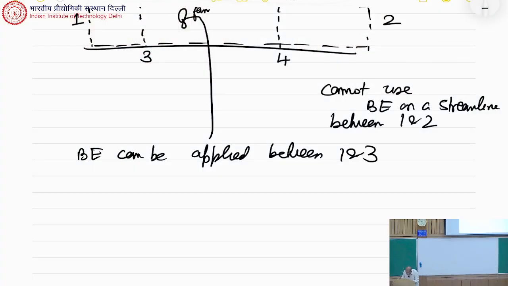So in this case, BE can be applied between 1 and 3, between 4 and 2, but between 3 and 4, we can still use the continuity equation and the force equation, provided we do a proper force balance. So basically Bernoulli will be used to find P3 and P4 given P1 and P2, and then we will do a control volume analysis on 3, 4 with proper pressures, etc., and work out the situation. Okay. So this way then one can do it.